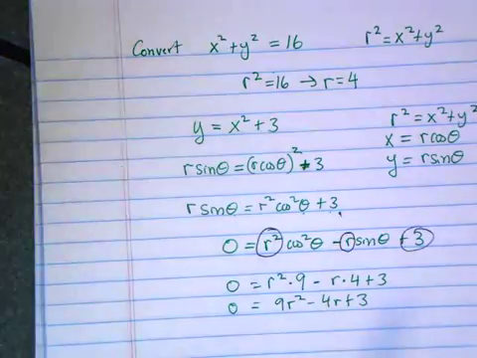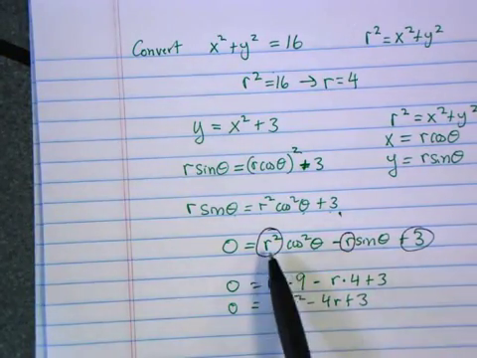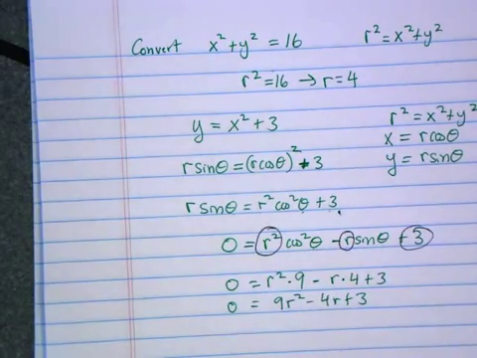So if I was in a really, really mean mood, and I told you you have to get the r all by itself, that's what you would do. You would use the quadratic formula. It would not be pretty.